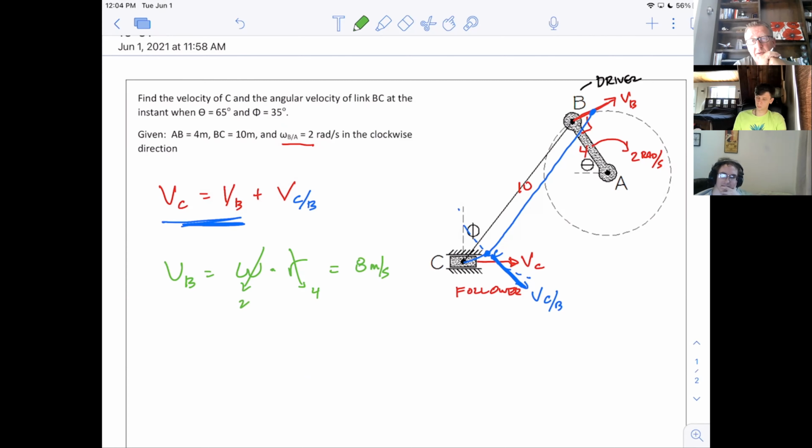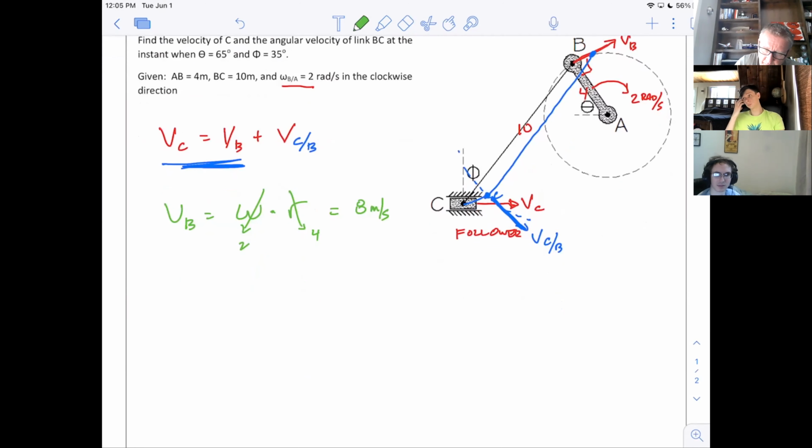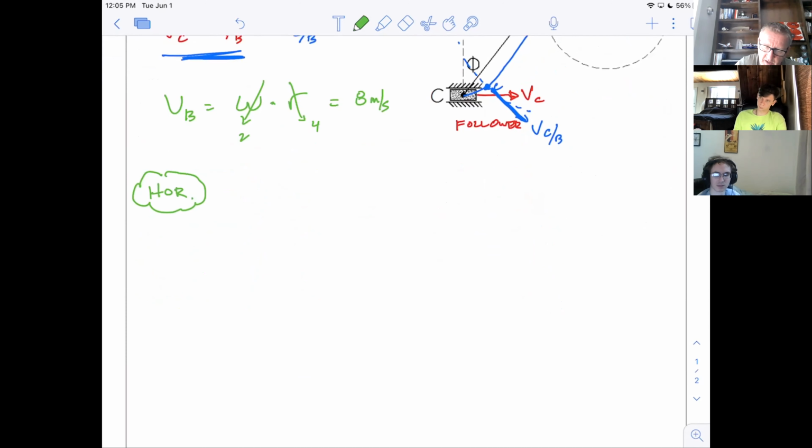So that's kind of cool to know. So I actually know that, but again, notice it's in a weird direction. That's the thing that's not cool about this. So now let's set up our horizontal and vertical equations. And this time I'm just going to write them out and not plug anything in, but let's see if we can get them going.